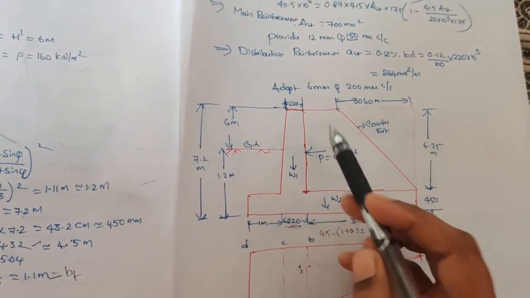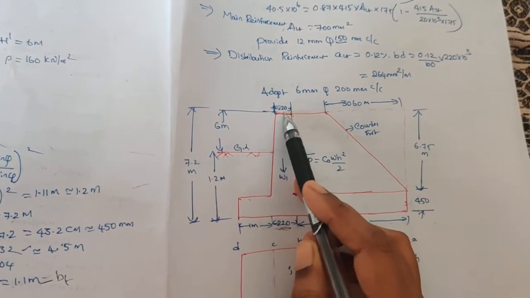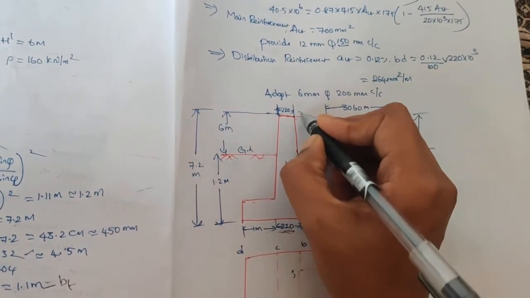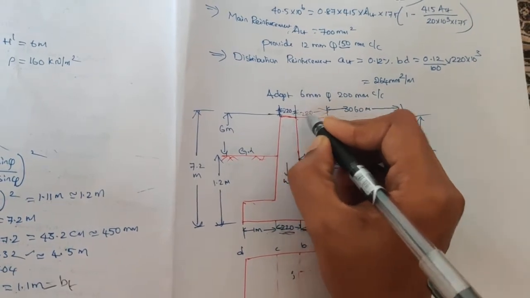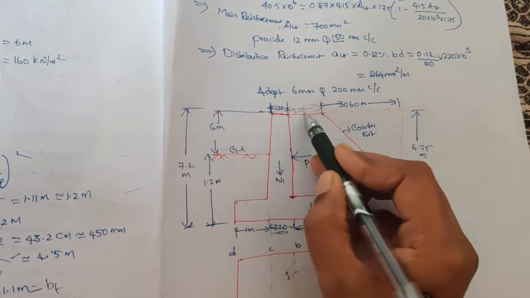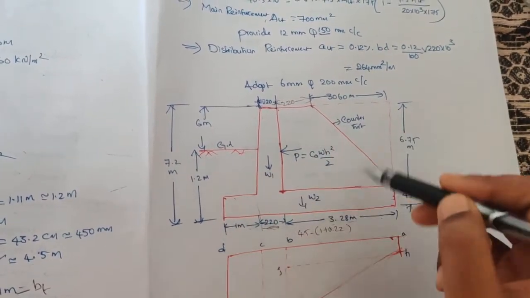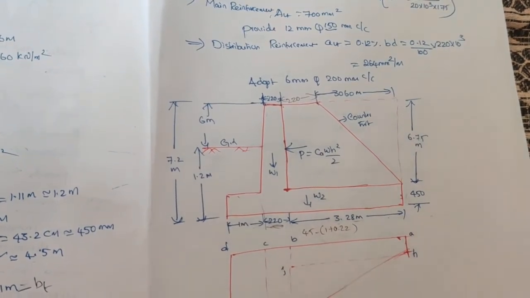Clear? So this one is the width of the stem part. The same dimension you will get here, 220. So when you take completely from here to here, if you subtract these 2 dimensions, you will get 3060 mm. So this one is the complete set of measurements of the counterfort retaining wall.